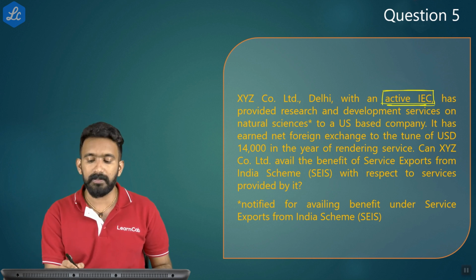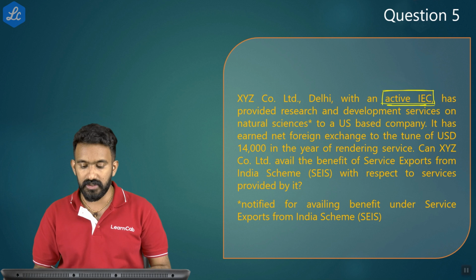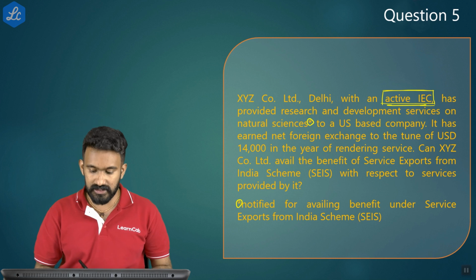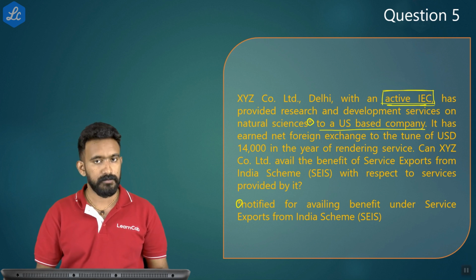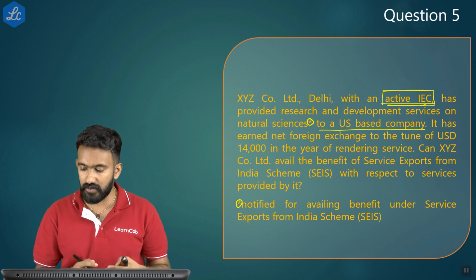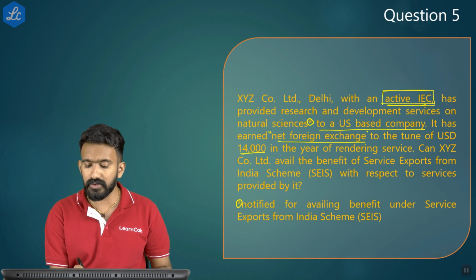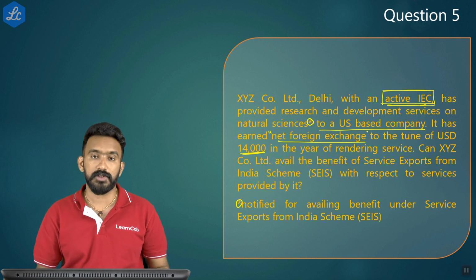So, XYZ Company Limited, Delhi, with an active IEC has provided research and development service on natural science. And look at the start, they have said the natural science has been notified for availing benefit under Service Exports from India Scheme, to a US based company. Okay, so that is okay, it's an export of service and all that is fine. It has earned net foreign exchange to the tune of $14,000 in the year of rendering service. Can XYZ Company Limited avail the benefit of SEIS scheme with respect to service provided by it?